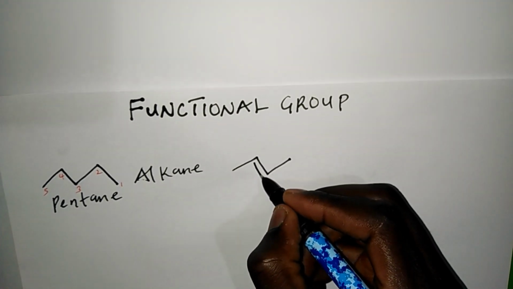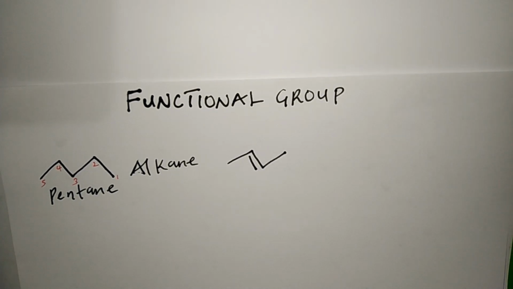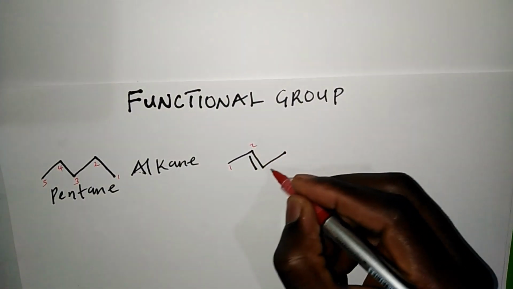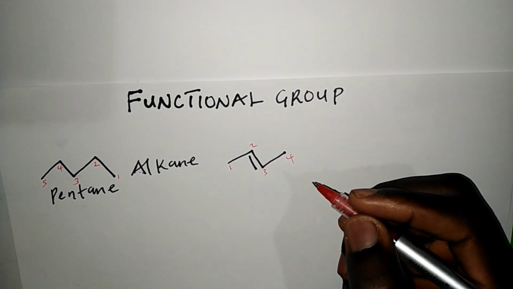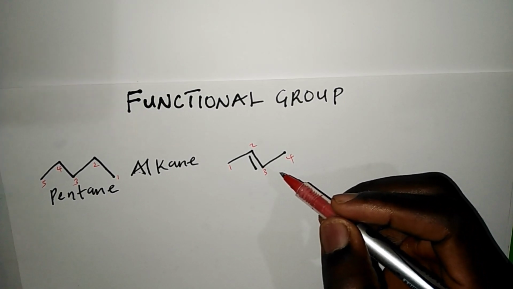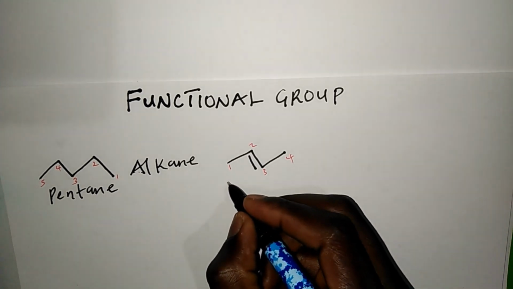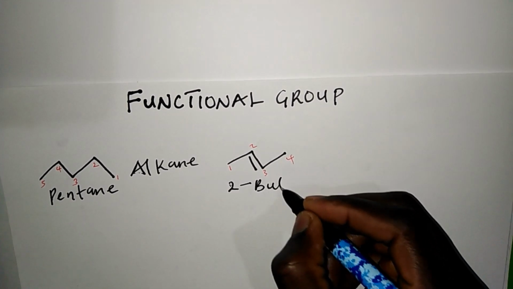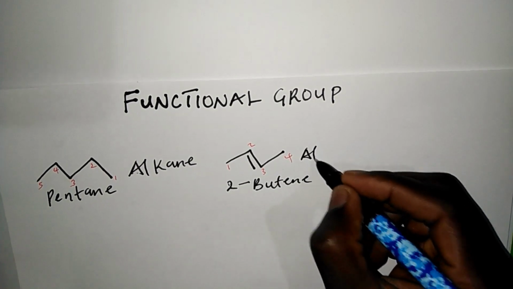So what if you have another compound like this, and then you have a double bond here? How do you name this particular functional group? In this case, you do your numbering as 1, 2, 3, and 4. When you number it like this, you pick the least numbering to indicate your butane. So you say 2-butene.